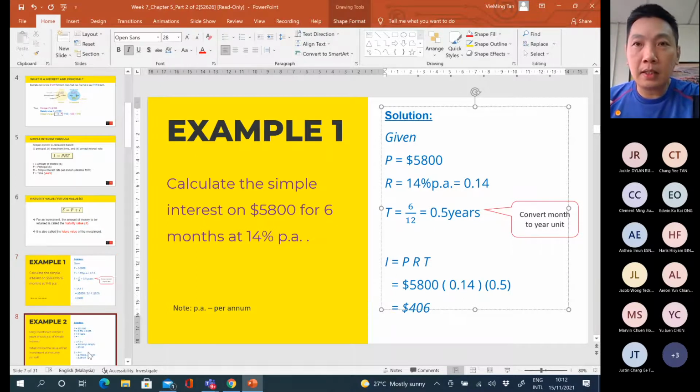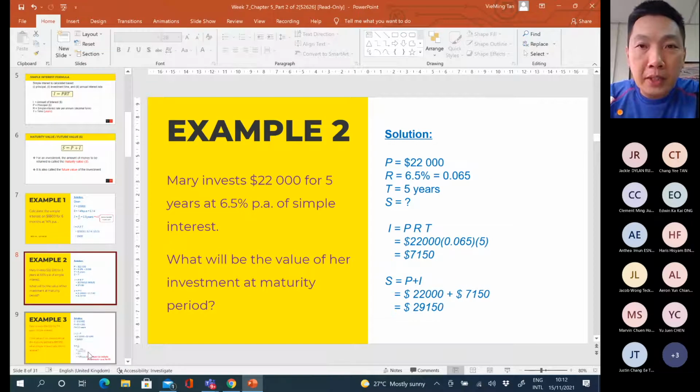Okay, second example. Mary invests 22,000, so that means she saves money. So now Mary is an investor, a saver. She saves 22,000 for 5 years at 6.5% PA. PA means per year or per annum. And it's using the simple interest calculation. So that means the interest calculation is based on principal.